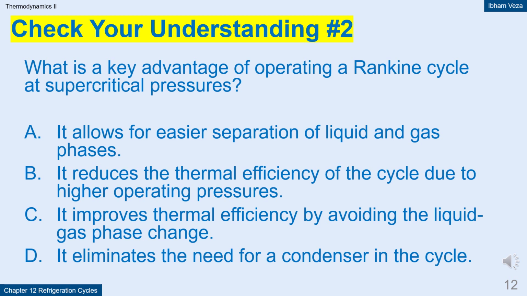B. It reduces the thermal efficiency of the cycle due to higher operating pressures. Incorrect, because supercritical operation actually improves thermal efficiency by utilizing higher pressures. D. It eliminates the need for a condenser in the cycle. Incorrect, because a condenser is still needed to reject heat in the cycle, even at supercritical pressures.